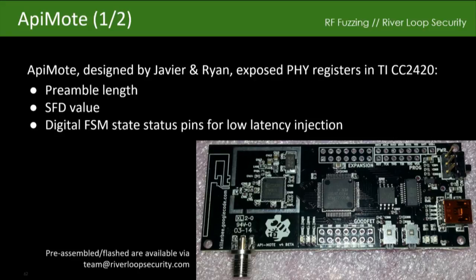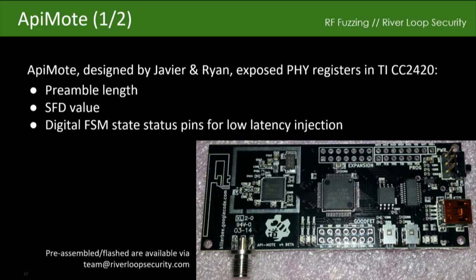And Javier, yes, credit where it's due. That was kind of the tool that enabled all this initial 802.15.4 research. What this board did that was really unique was, through the GoodFET framework, it exposed PHY configuration registers that were hidden in the CC2420. So with that, they were able to do things like modify, just what we showed with the preamble length, but also modify the SFD value that was being looked for.